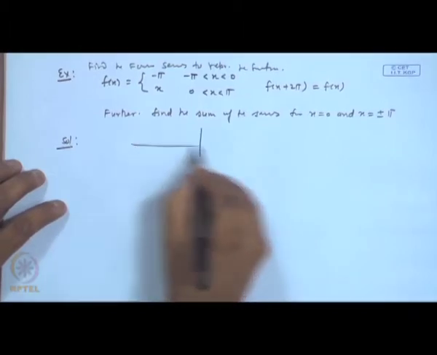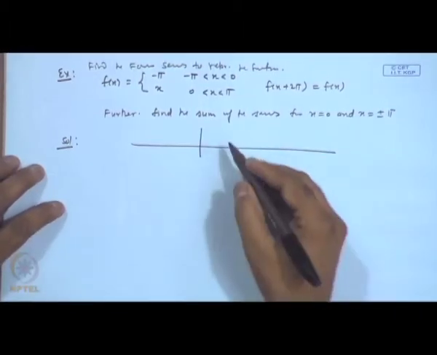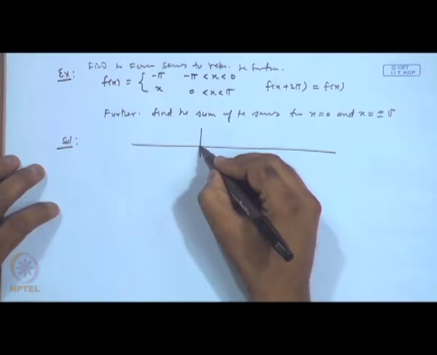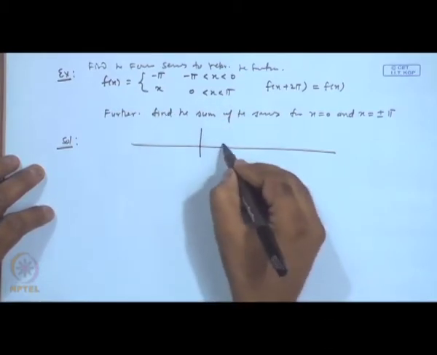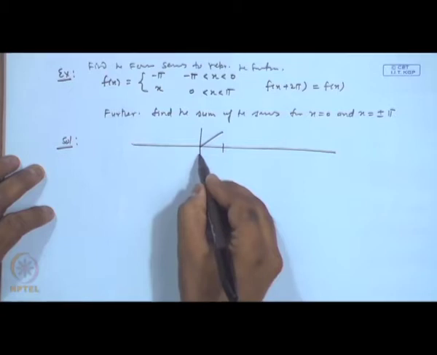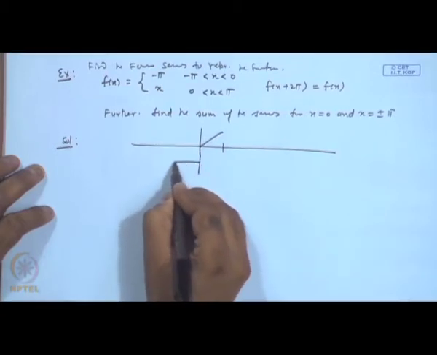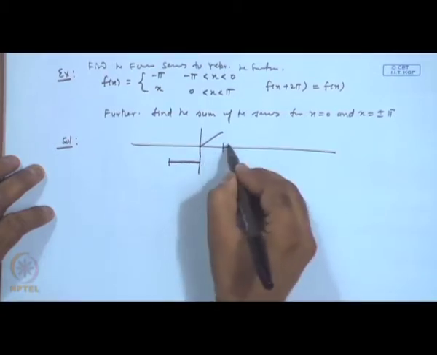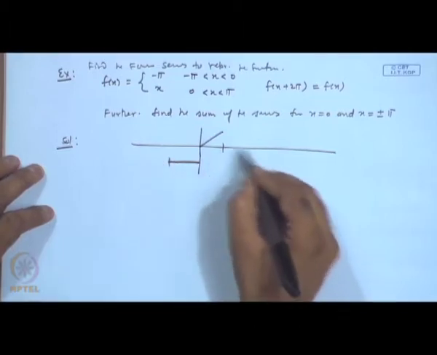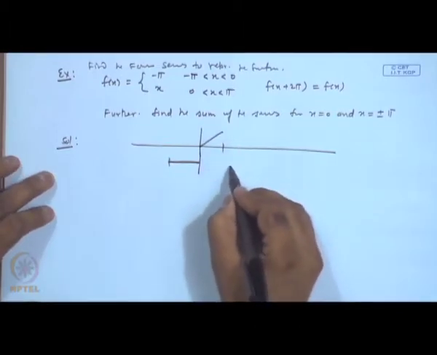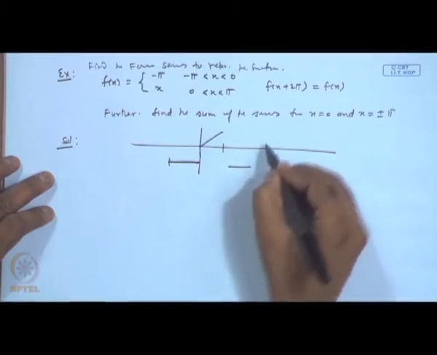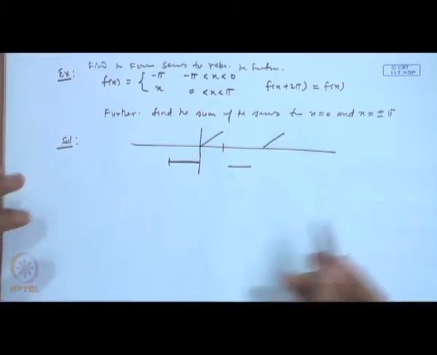So, this function, if we just take a look, it's x when 0 to pi, and it's minus pi when 0 to minus pi, and then it's periodic. Then we have again here, and it will go like this. So, the function is periodic.